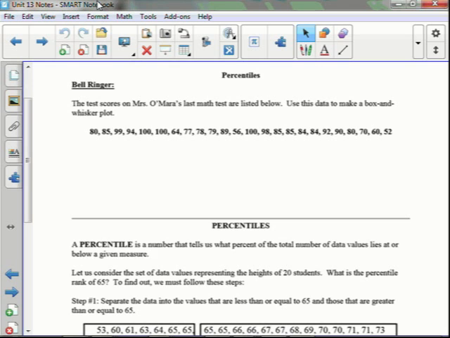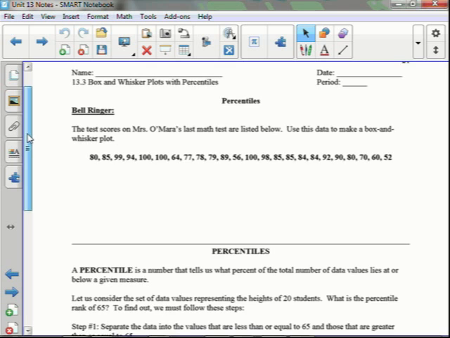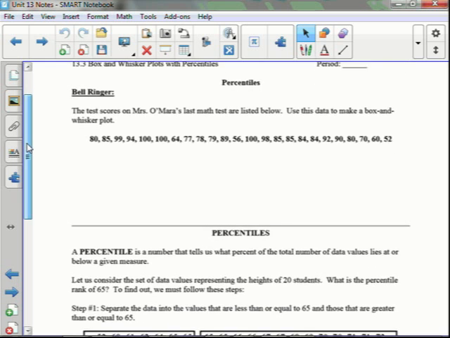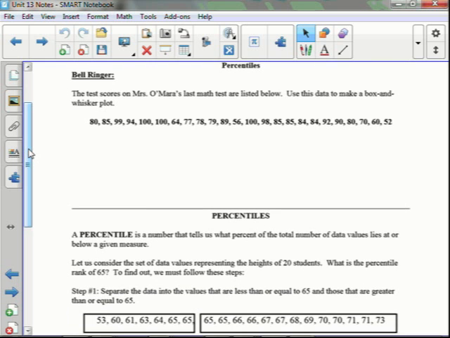Mr. Zacek here. We're continuing our unit on statistics, and today we're on to 13.3, box and whisker plots with percentiles. So I'm going to jump around a little bit in your notes packet because I want to do a couple of things together. But then we're going to look at this. The first thing I want to look at is the box and whisker plot.